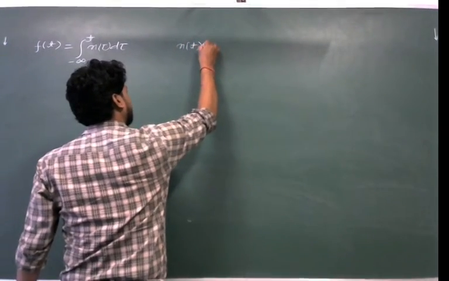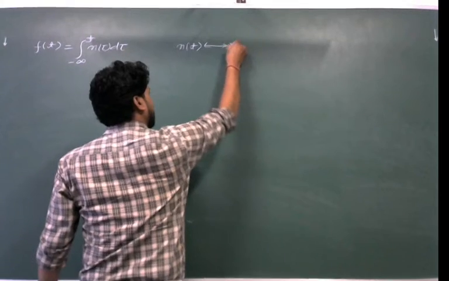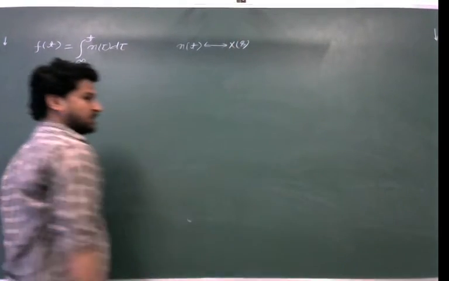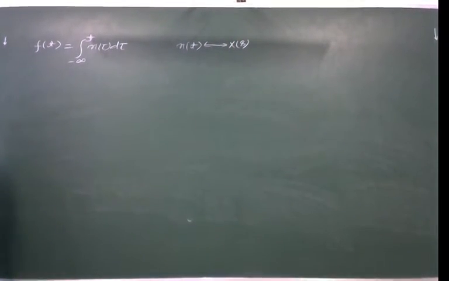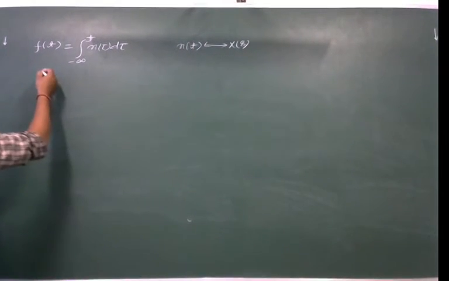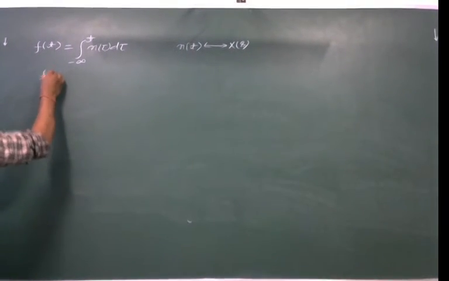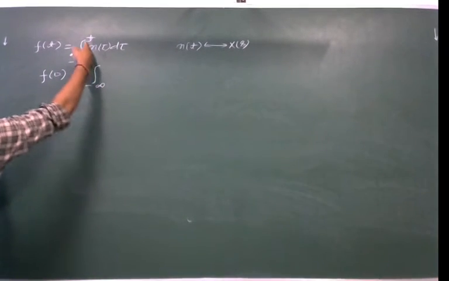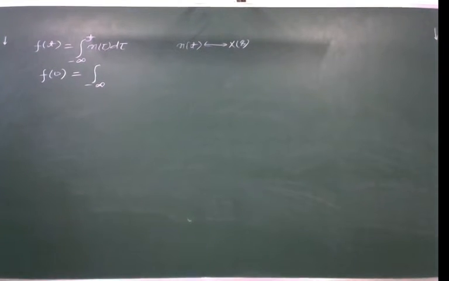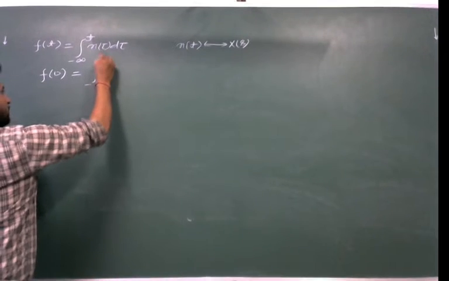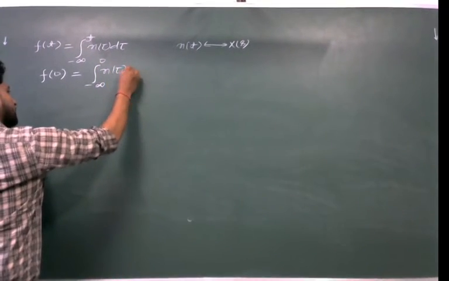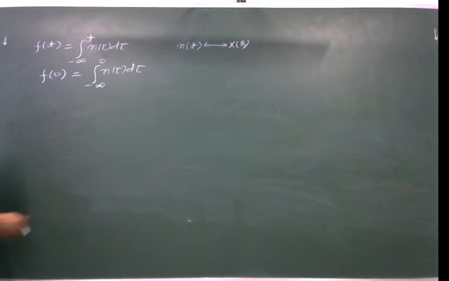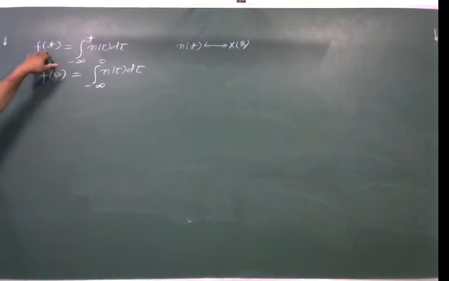This is equal to capital X(s). Laplace transform of x(t) is equal to X(s). Then from here, what will be the value of f(0)? I will write 0 in place of t. So this will be equal to the integral from minus infinity to 0 of x(tau) d tau. Now we have to get the Laplace transform of this given signal f(t).